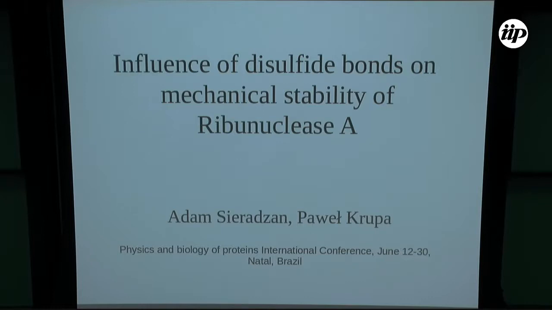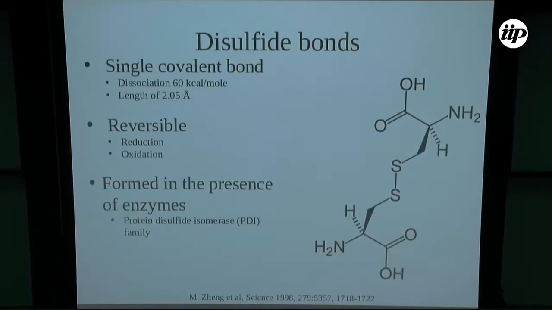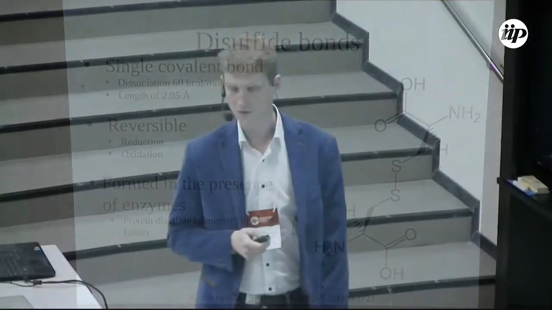First, I would like to start with disulfide bonds. So, a disulfide bond is a covalent bond. It's a very strong one, and if you remember, it's 60 kcal per mole to break this bond. It's very important because in most of the simulations, we don't want to break this bond. We are not able to break it unless we have an oxidizing or reducing agent.